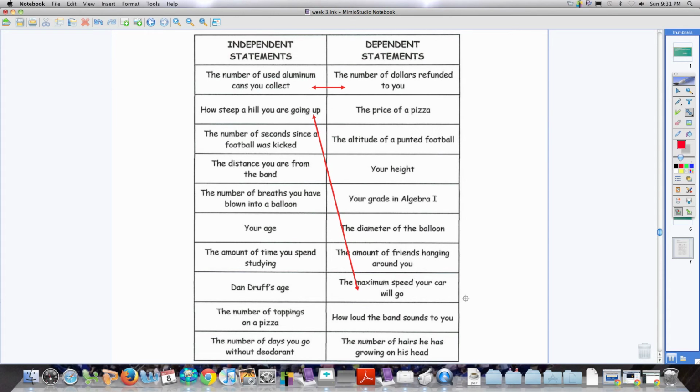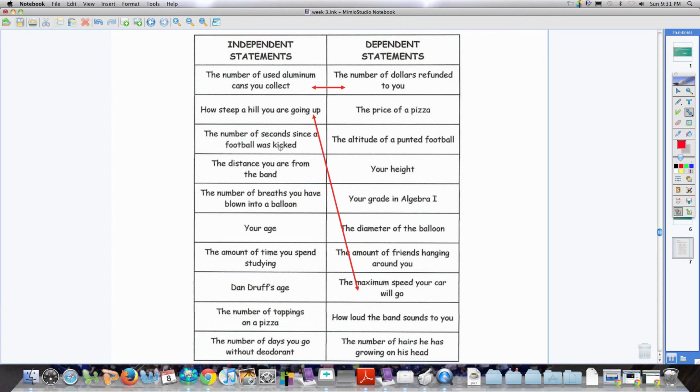Again, those two are connected. The maximum speed your car will go depends on how steep a hill you are going up. How steep a hill you are going up, that's independent. That doesn't matter as far as how fast your car will go. That's independent. That's not changing. What will change and what is affected by how steep the hill is is how fast your car will go. If it's a really steep hill, your car can't go as fast.